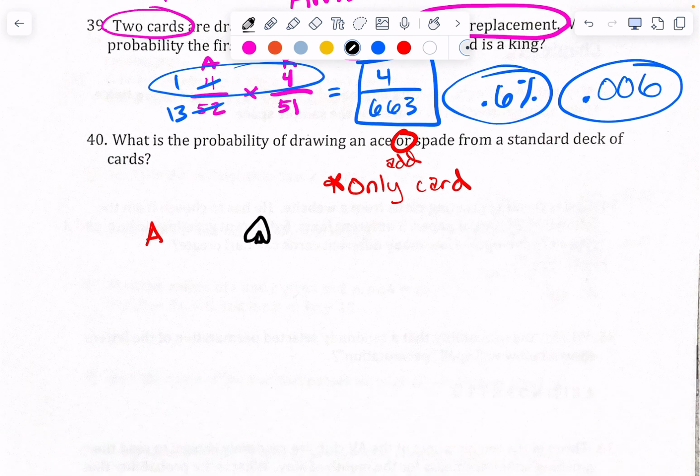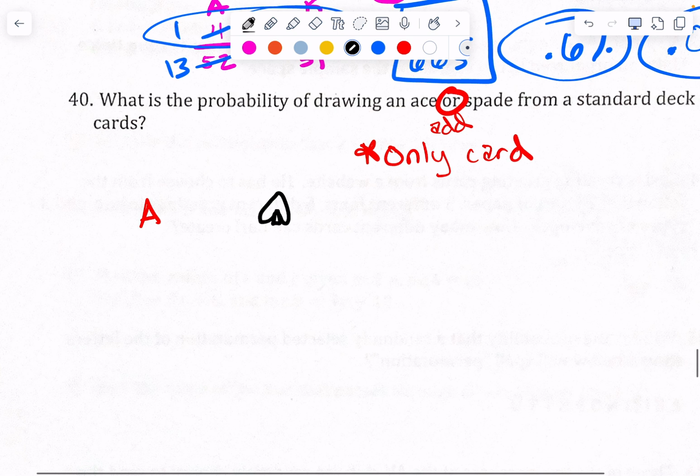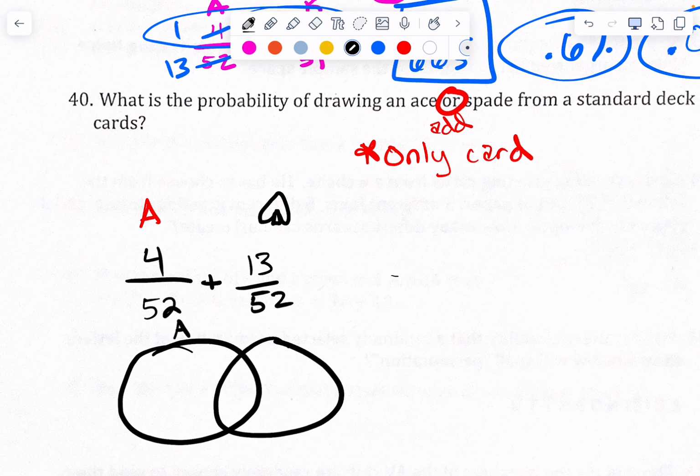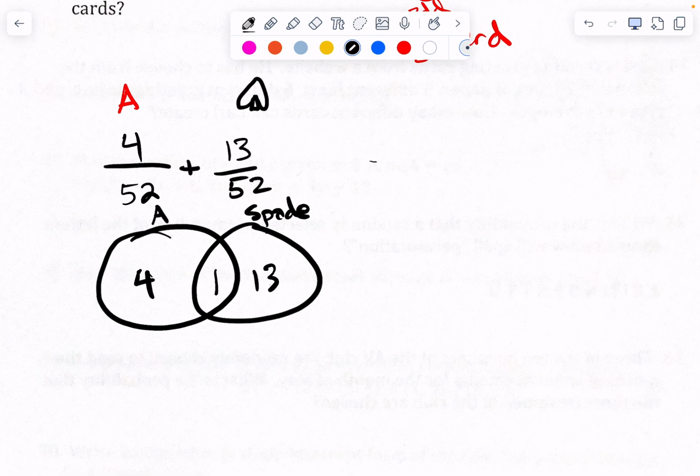Okay. What is the probability of drawing an ace or a spade from a standard deck of cards? Okay, ace is 4 out of 52. How many spades are there? 13 out of 52. But if you say 17 over 52, you're wrong. So here we go. We've got aces over here. We've got spades over here. How many aces are there? 4. Spades, 13. Can you have an ace and a spade at the same time? There is 1 card that is an ace and a spade. So we have to subtract that 1 card out because that 1 card is here and in here, right?